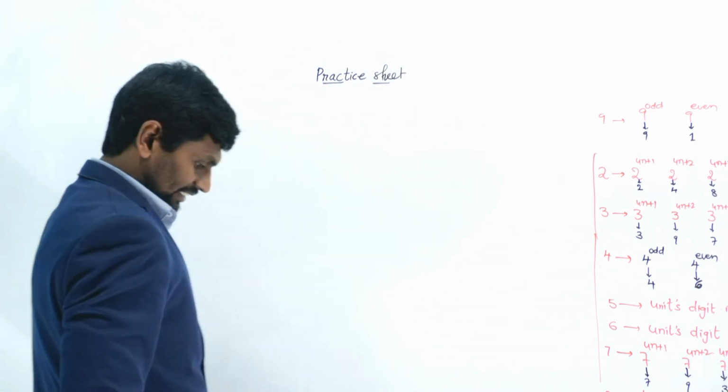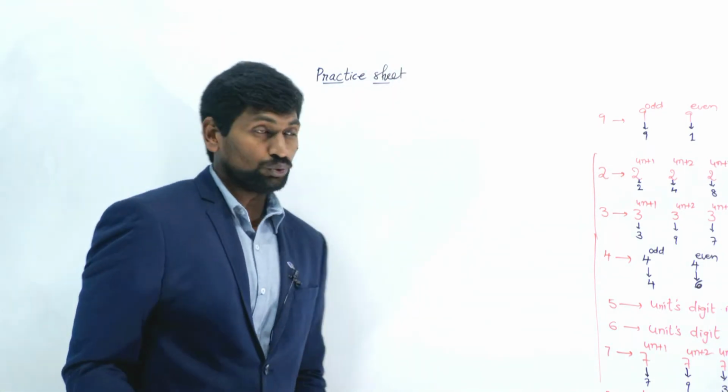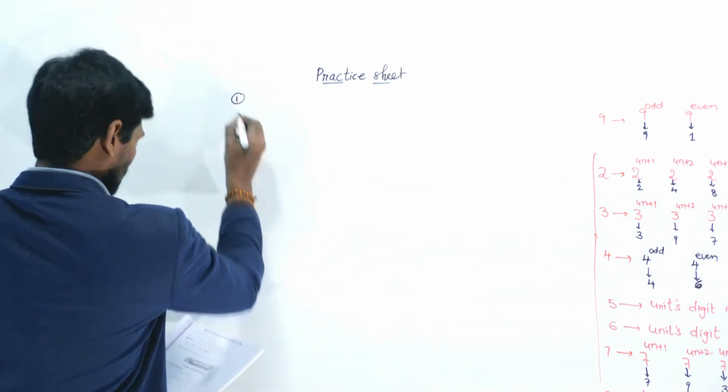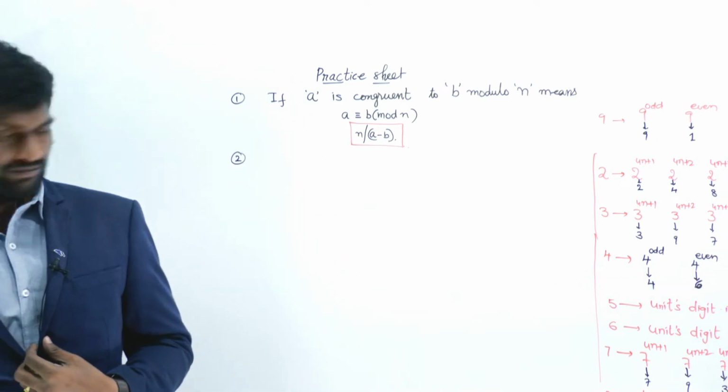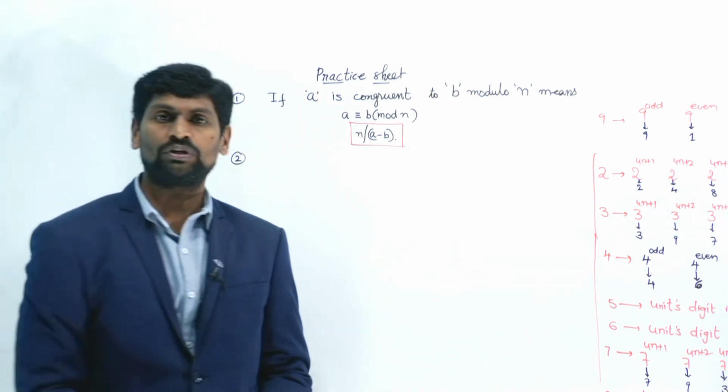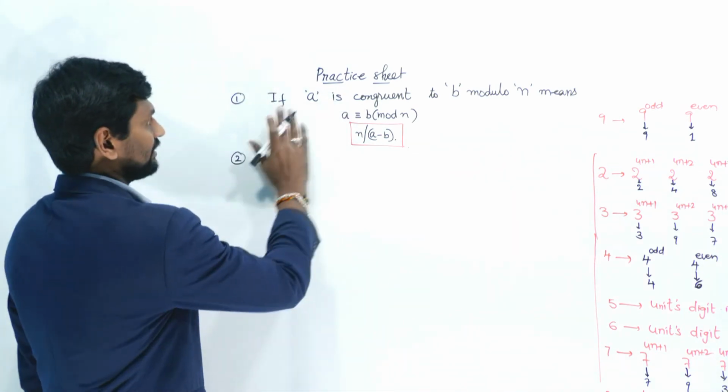Practice sheet, first one. If A is congruent, let us see this. Second one, practice sheet, first one.